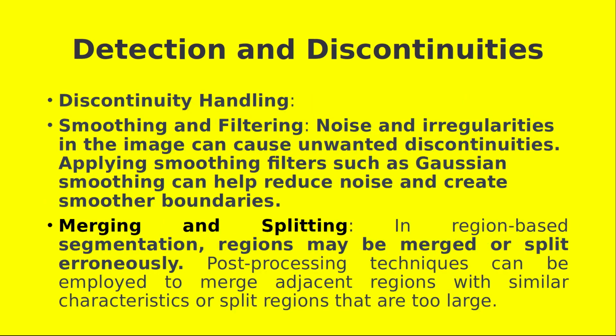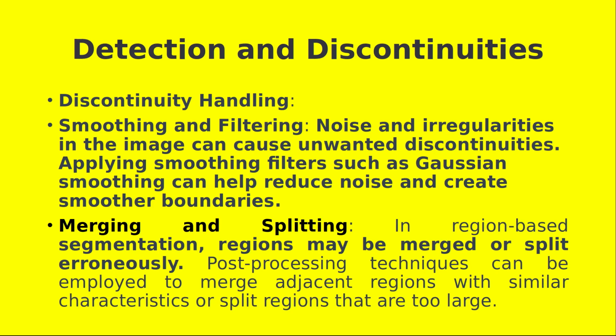Then discontinuity handling. Suppose our image consists of discontinuity; we use some techniques to remove the discontinuity and create good quality images. The following are the techniques. One is smoothing and filtering. The image consists of noise and irregularity, which creates unwanted discontinuity. At that time we use Gaussian smoothing, which can help reduce noise and create smoother boundaries.